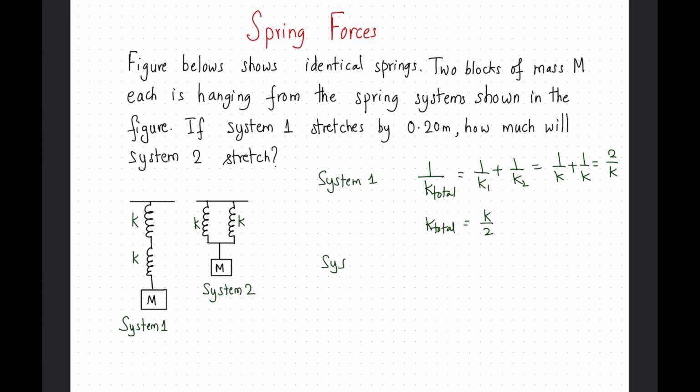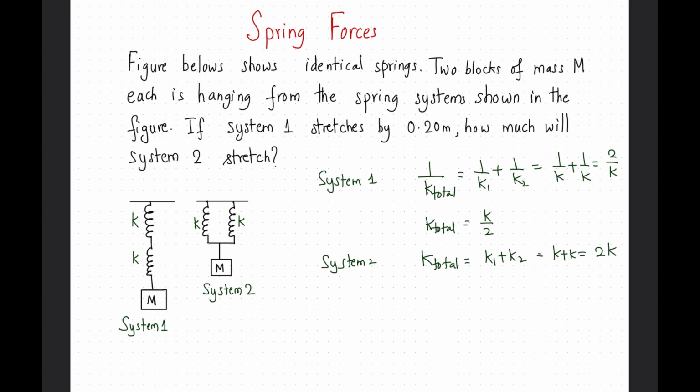For system 2, it's in parallel. So k total will be equal to k1 plus k2. We can see that these two springs are in parallel. So that's k plus k, that's going to give us 2k.